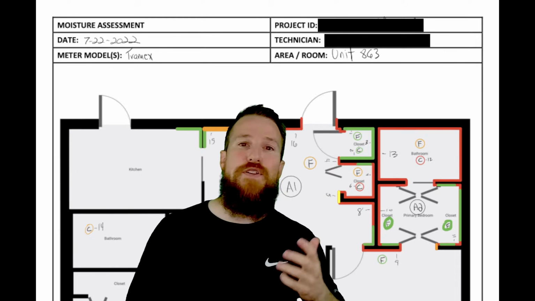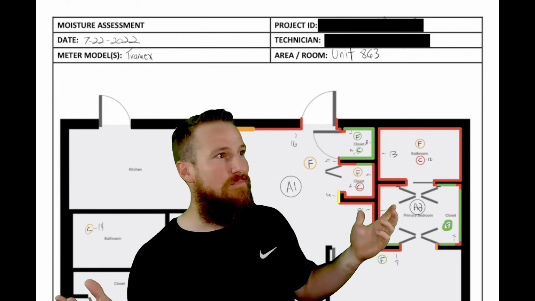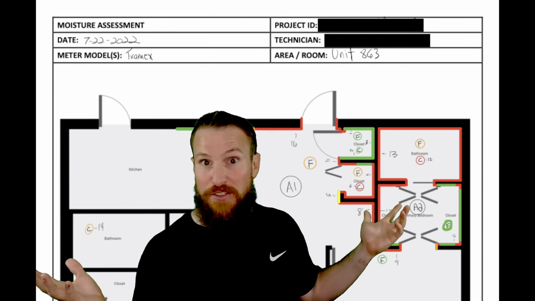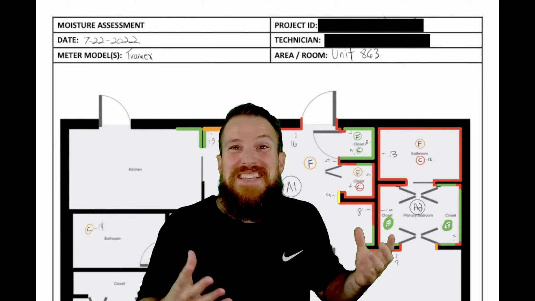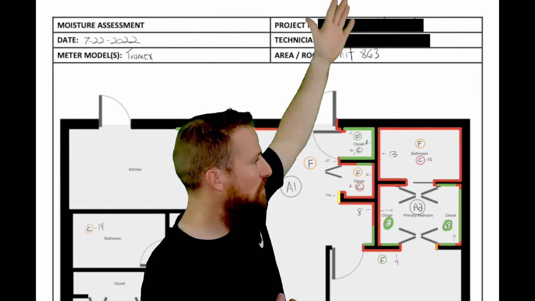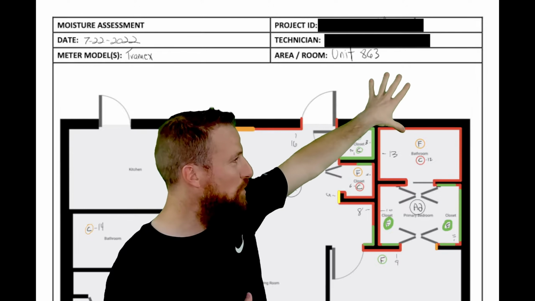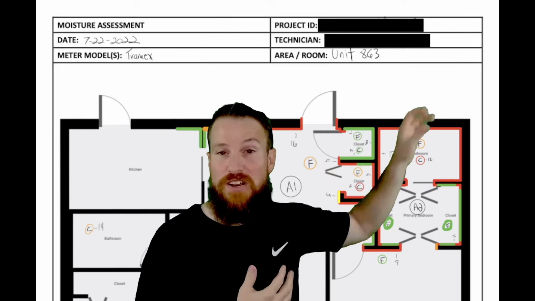And I'm looking for thermal anomalies. Thermal anomalies, if you don't know, there'll be another video at a later date, are just things that don't look like the rest. So if I've got a big red spot and then I've got a blue spot, to me that's something I want to check for moisture.